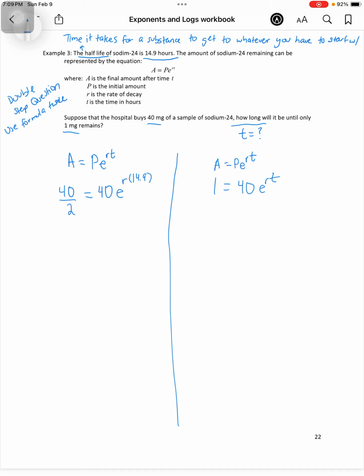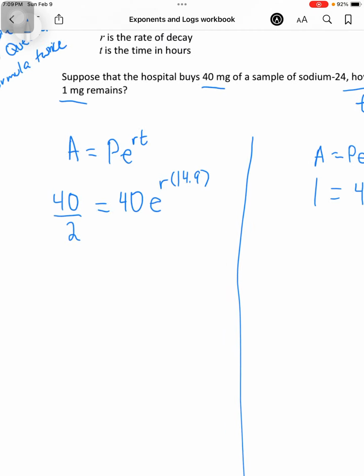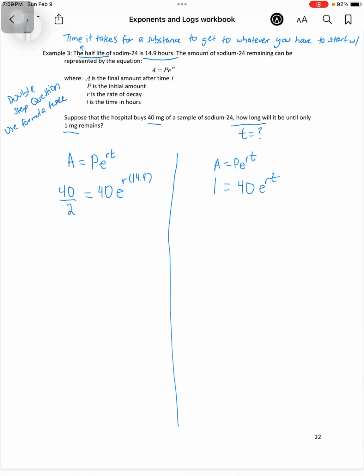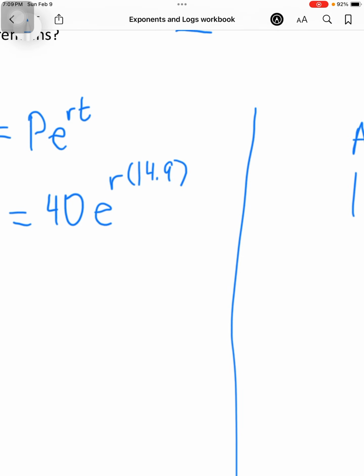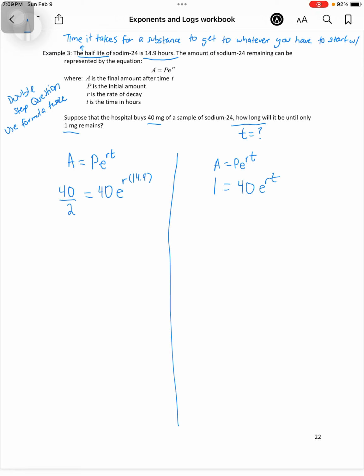So now, I'm just going to simplify the left side. So 40 divided by 2, because again, in order to get half-life, 40 divided by 2 is going to take 14.9 hours. So that's why we plugged that in here. So here, in order to get 20, it's going to be this equation. But we want to get r by itself here, right? Because that's the variable we're solving in order to plug it in on the right side.